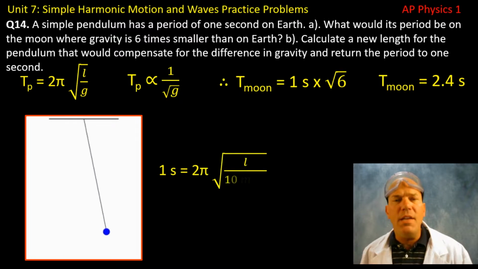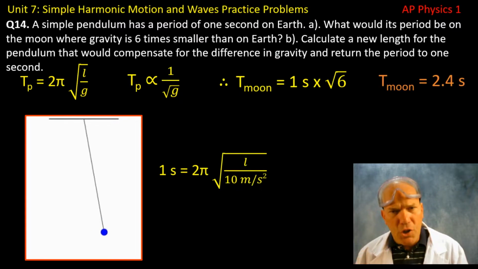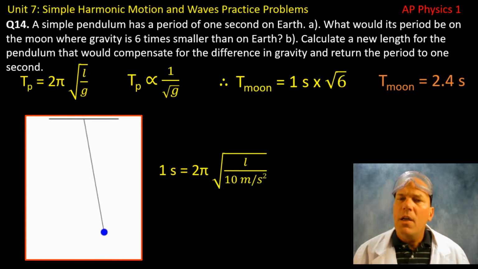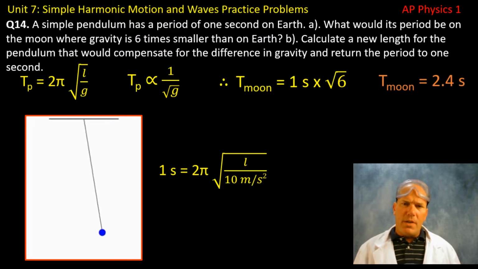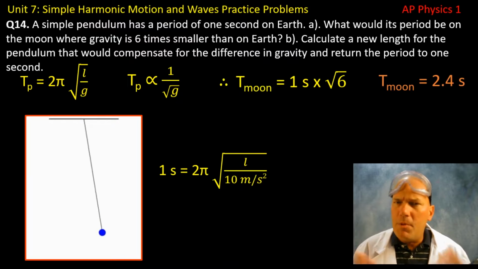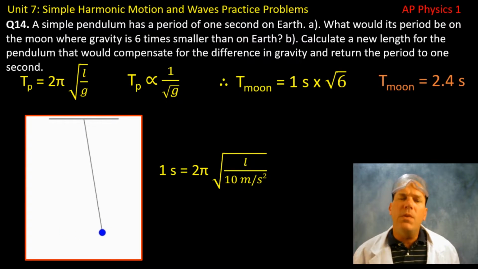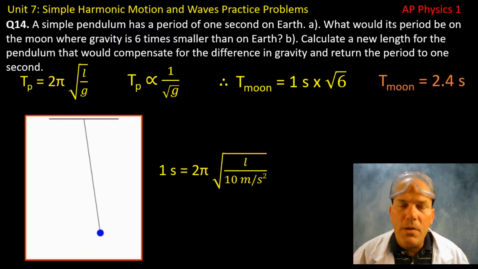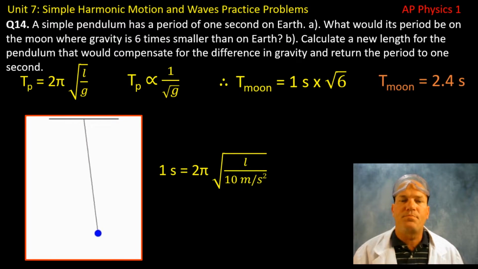Now, in the next part, we want to return the length. We want to determine the new length in order to compensate for this difference in gravity. Well, we know on planet Earth the period, that was told to us in the problem, is 1 second. So we can set 1 second equal to 2 pi times the square root of the length divided by the acceleration due to gravity on planet Earth. We're using 10 meters per second squared there.